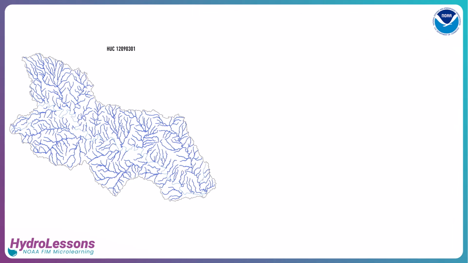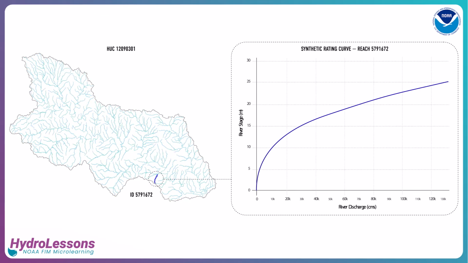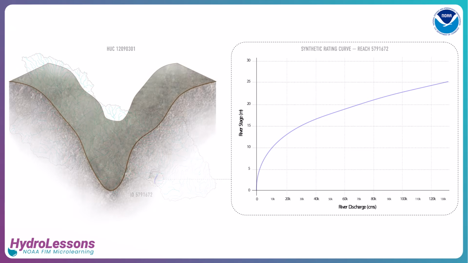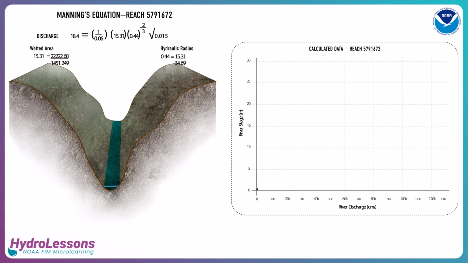Conventional rating curves are reliable, but only exist where stream gauge data is available. To address this limitation, flood inundation mapping uses synthetic rating curves, or SRCs. SRCs leverage terrain data, channel geometry, hydraulic assumptions, and hydraulic equations to estimate the stage-discharge relationship across the broader hydraulic network, including ungaged streams.